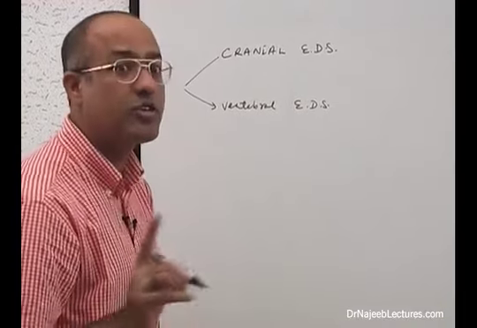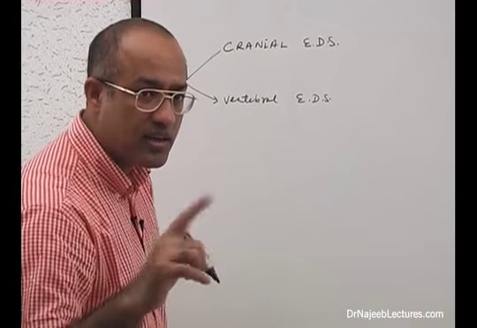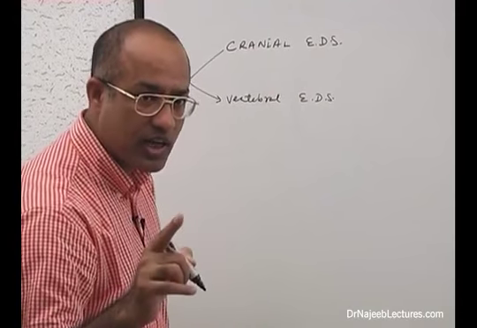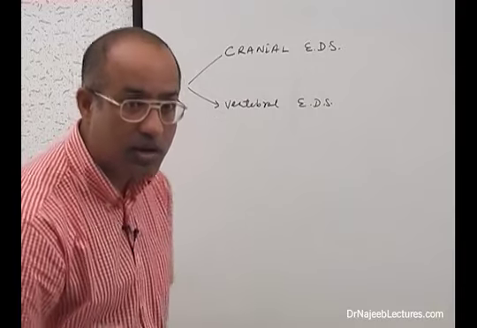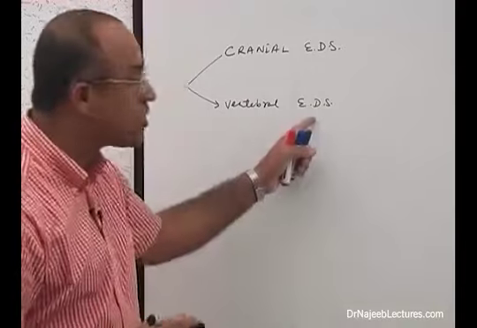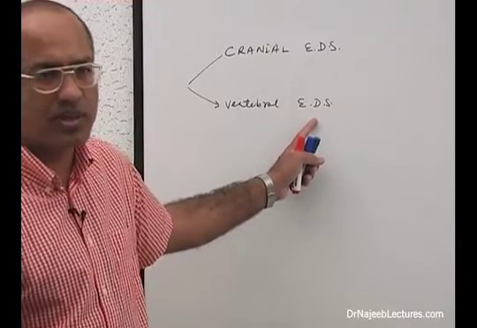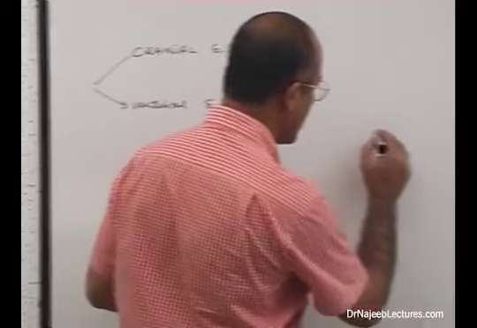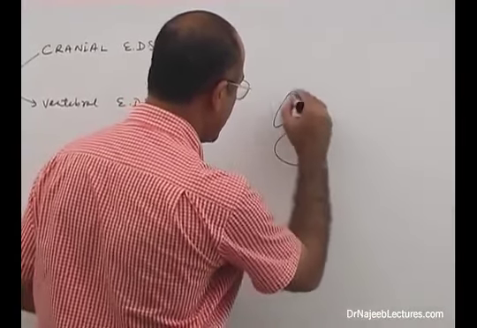Epidural space is not actual space, this is potential space between the periosteal and meningeal layer of the dura mater. But when you come to the vertebral column, there epidural space is the real space. What does it mean? Let me draw a vertebra. This is vertebra.